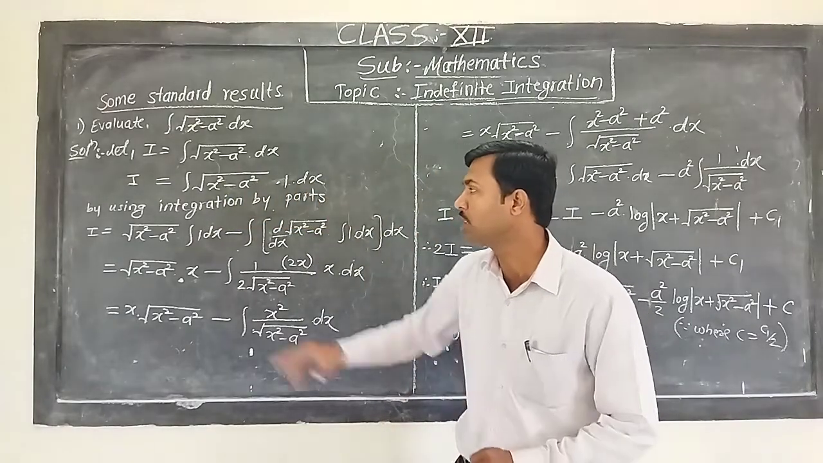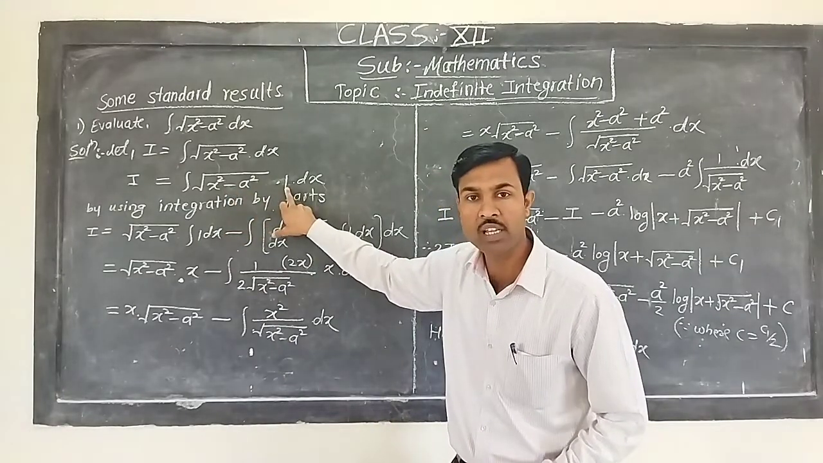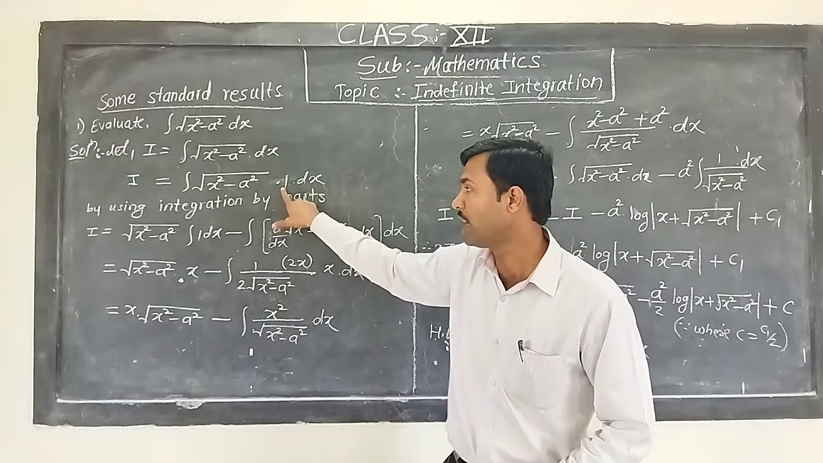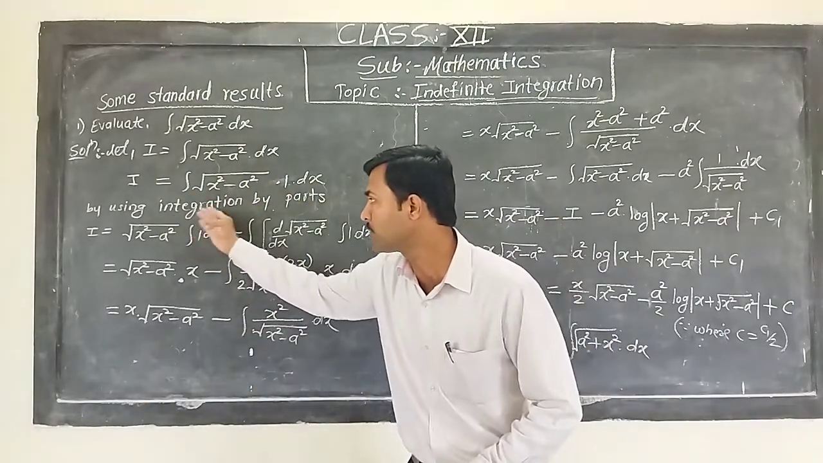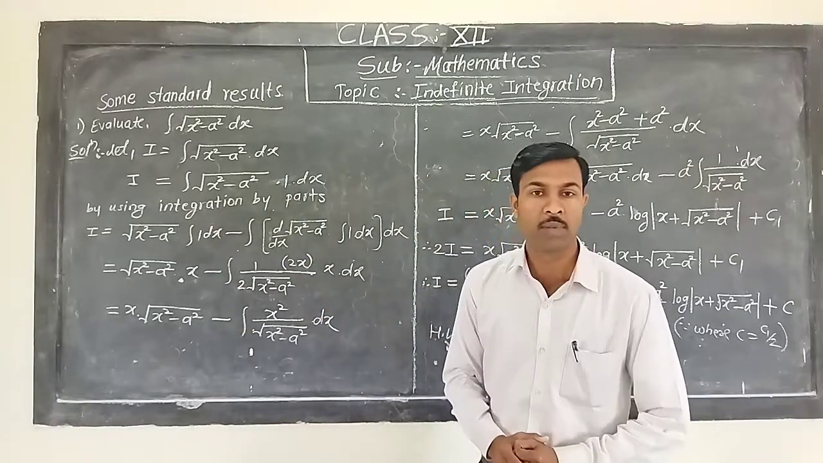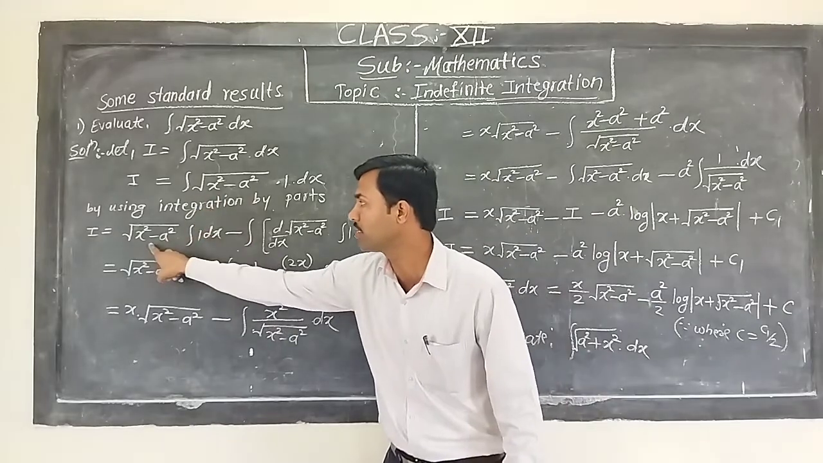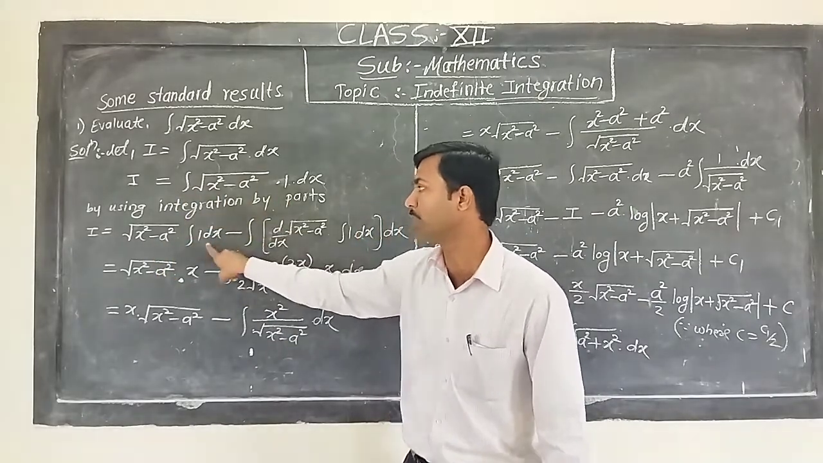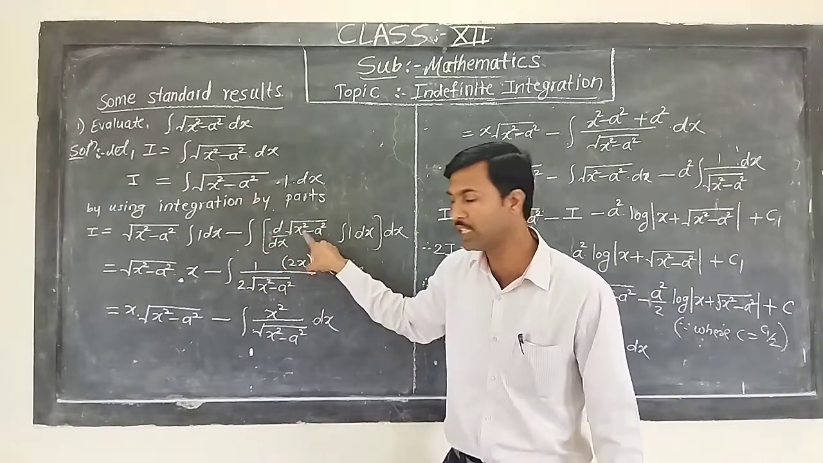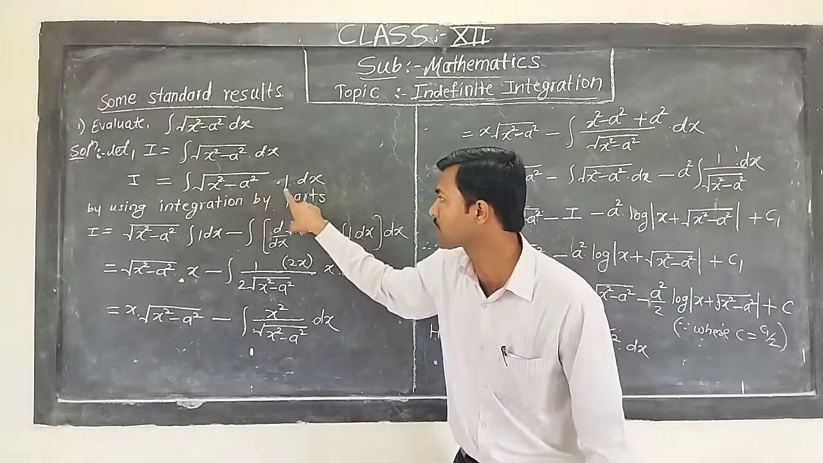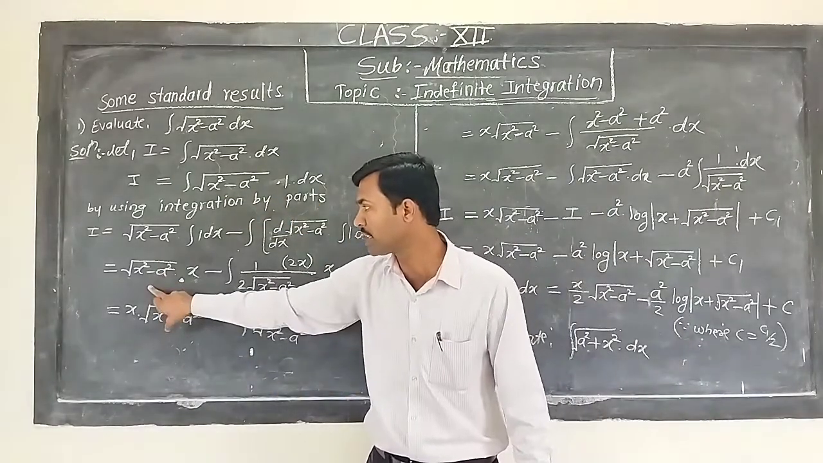Now I see two functions here. The first one is under root of x square minus a square, and the second one is 1. Here is the product of these two functions, and we have to integrate this. So we have a rule for that, that is by using integration by parts. And after applying integration by parts, what will happen? First function into integration of second function minus integration of derivative of first function into integration of second function into this dx.